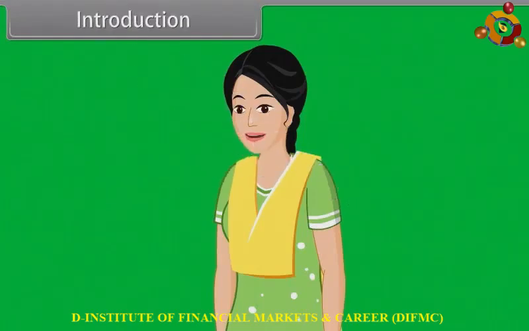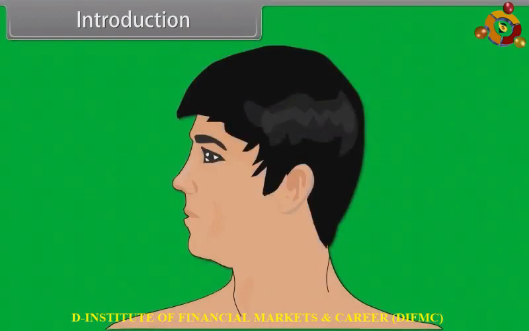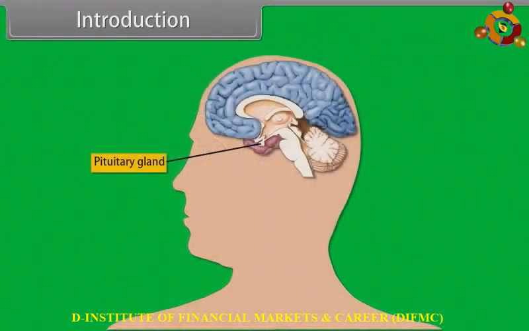Hey kids, in this lesson you will learn chemical coordination and integration in human body. Do you know how we grow in size? Growth is a very complex process involving coordinated action of several hormones. Majorly, growth hormones are responsible for stimulating growth of the body, which is released by pituitary gland.